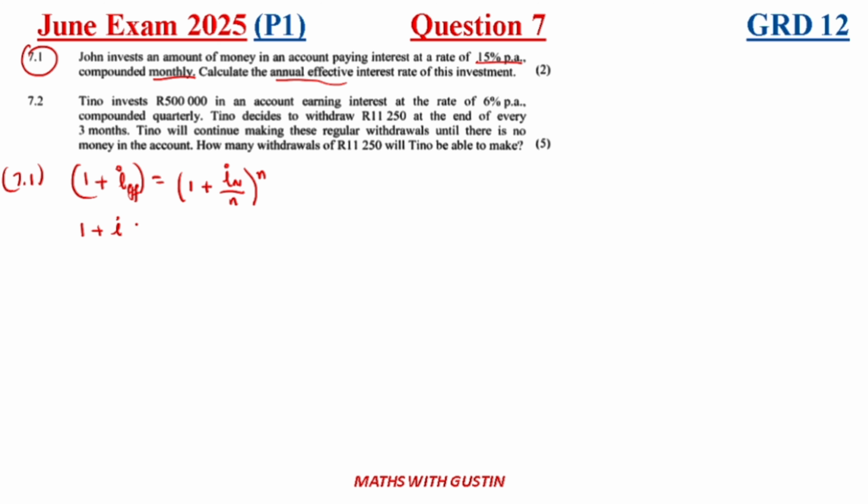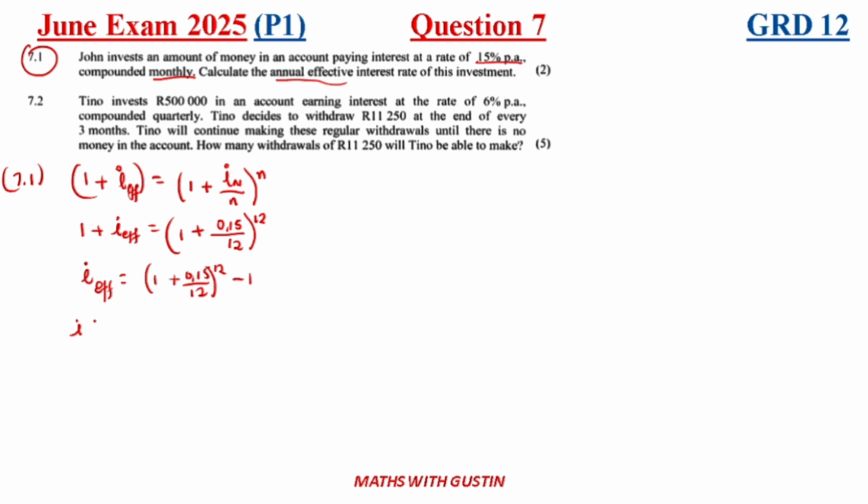We are looking for the effective interest, which is equal to 1 plus 15% over the number of compounding periods. Compounded monthly is equal to 12, then it will be to the power of 12 here. So we are looking for the effective one here, so it's just going to be 1 plus, then we're just going to plug this into our calculator so that we can find out how much this is.